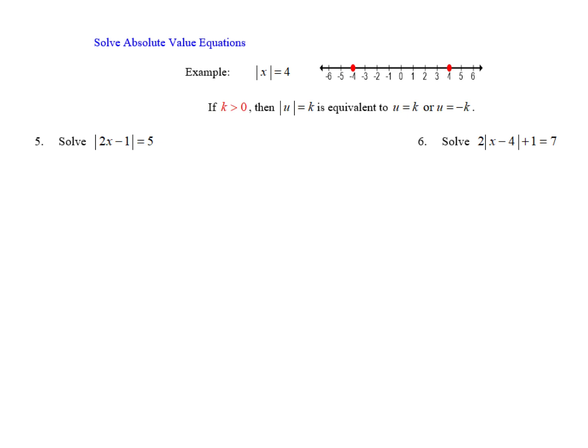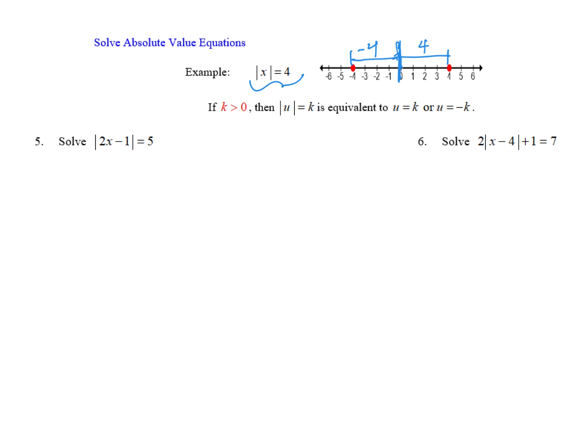So if k is greater than 0, and that's important because if k is not greater than 0, we really can't find an answer, then the absolute value of u equal to k is going to be equivalent to u equals k or u equals negative k. And it all goes back to the fact that we're measuring a distance from 0. So this is saying, what is 4 units from 0? Well, positive 4 is 4 units from 0, but so is negative 4. And so we have to keep that in mind.